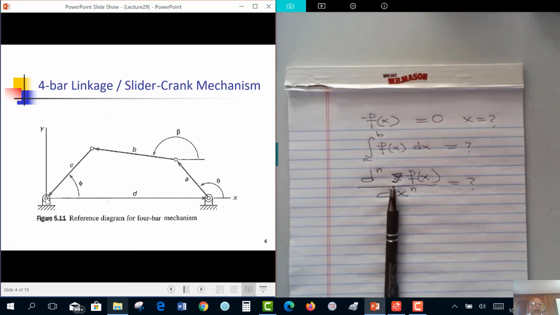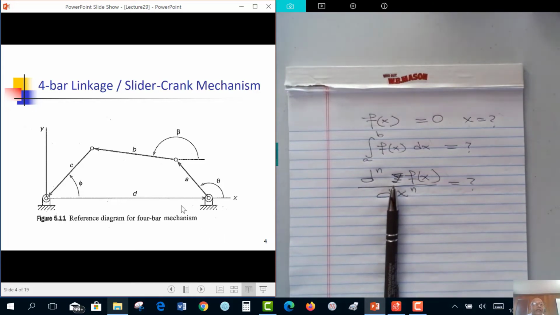So here is an example of that. Basically, we have 4 bars that are linked together using these pins. Now, some of these pins can be fixed, whereas some can be free to move in space. So in this particular case, we are looking at a particular type of 4-bar linkage called a slider crank mechanism. This is just one of the subtypes of 4-bar linkages. We'll see others in a moment.